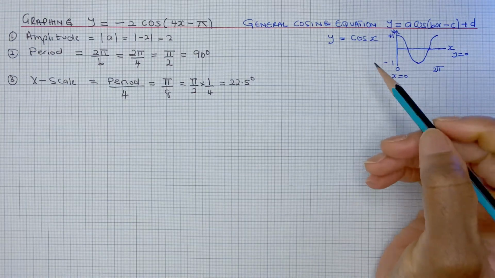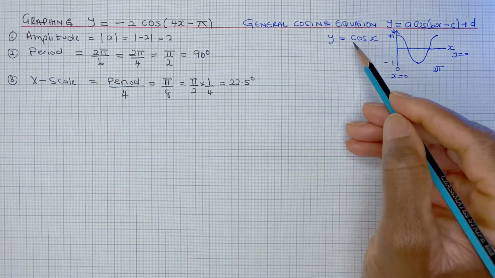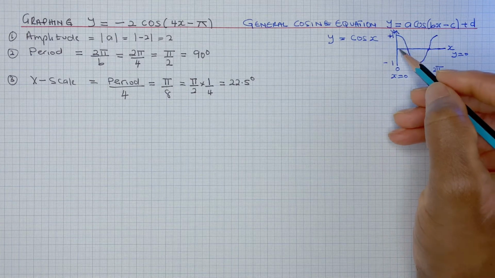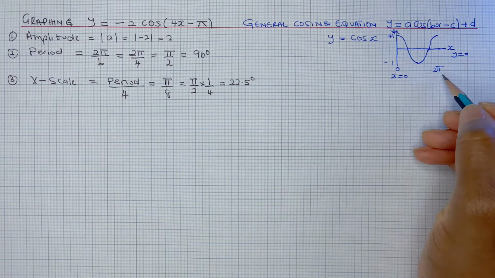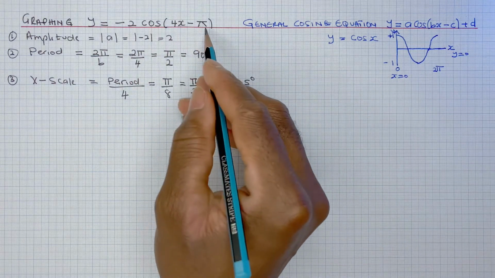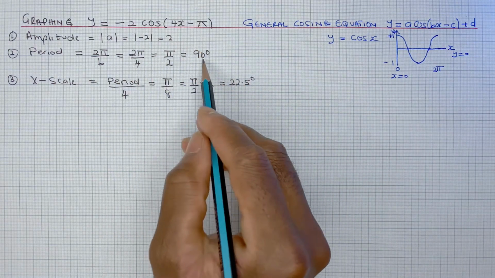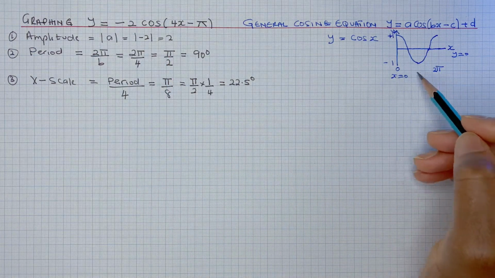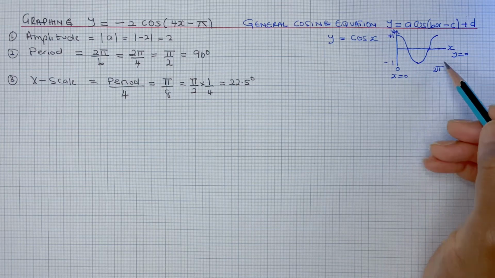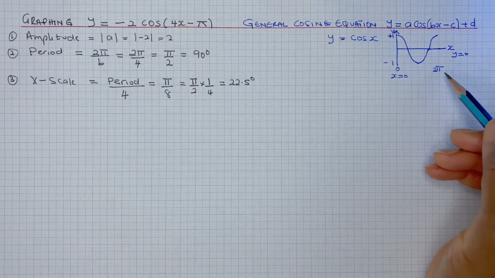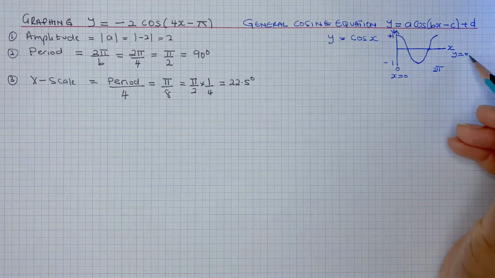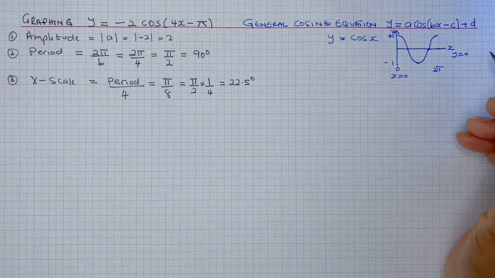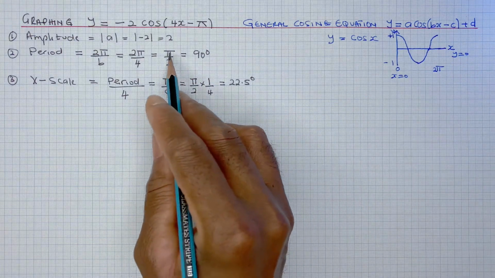The parent function, which is cos x, has a period from 0 to 2 pi. For this function, the period will be 90 degrees, pi over 2. For the parent, 0 to 2 pi means that's when it starts to repeat itself, after 2 pi. Then it goes on to 4 pi. So every 2 pi, it repeats itself. This will repeat itself every pi over 2.